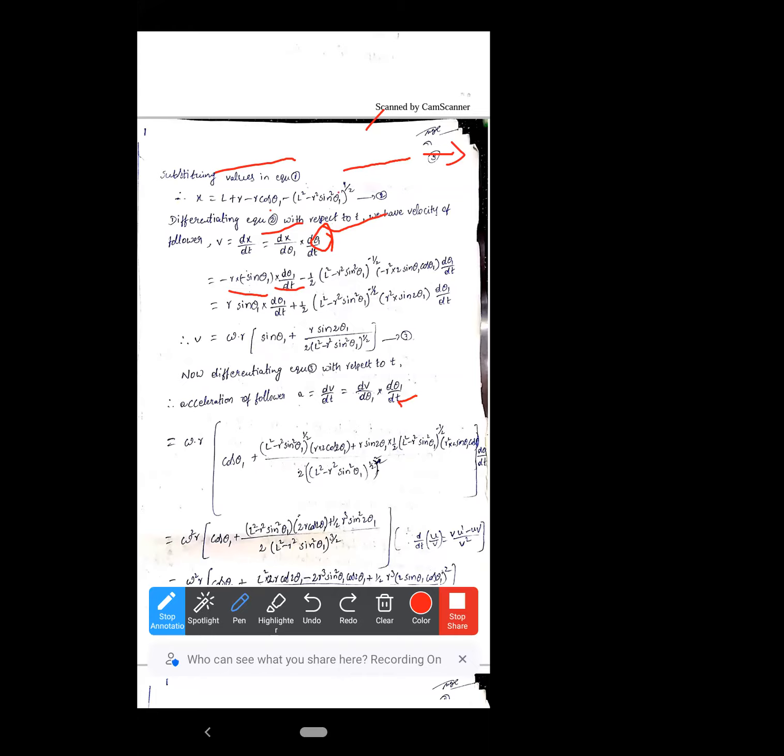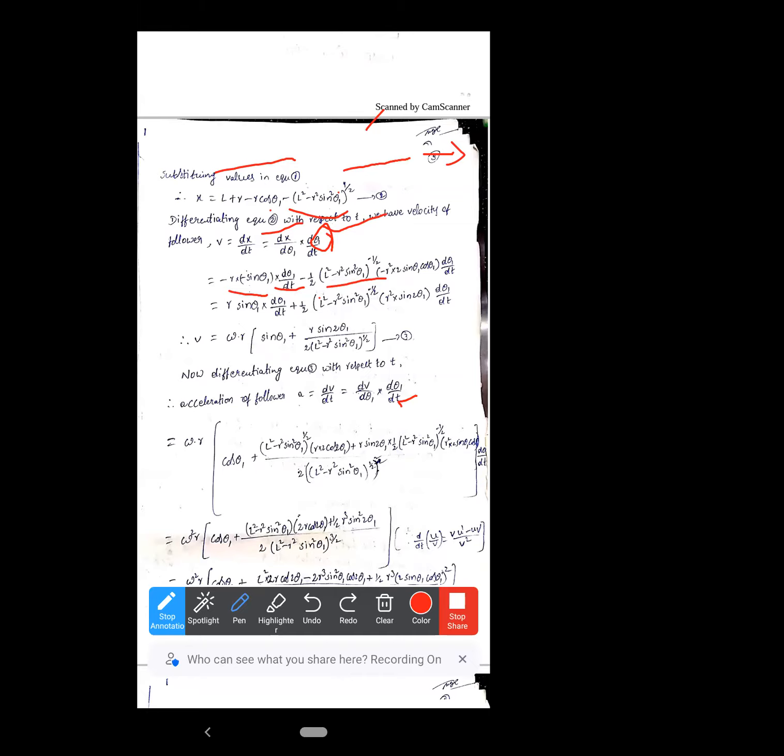So the last term seems to be x power n. So now what is the formula for differentiation of x power n? That is n into x power n minus 1. So you have to write here 1 by 2 into x power, where x is L square minus R square sin square theta 1, whole power 1 by 2 minus 1, so that means minus 1 by 2. The remaining one is not x power n, so that's why this term seems to be x power n.